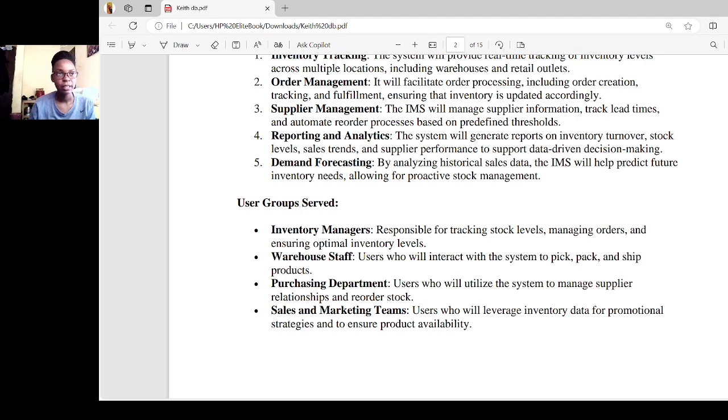Warehouse staff, these people who keep, we can call them shopkeepers or storekeepers. Then the purchasing department, they need to know the people who are supplying, what they are supplying and at what time, so that can also help them, as they can keep track of the in and out of stock. Then it can also help the sales and marketing teams. It will help in laying strategic promotional information.